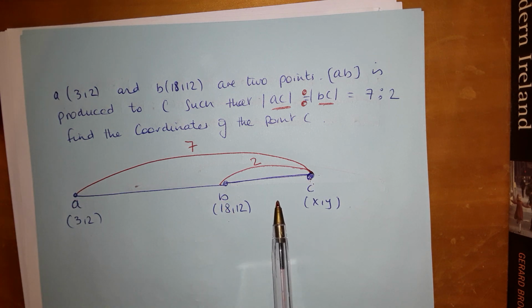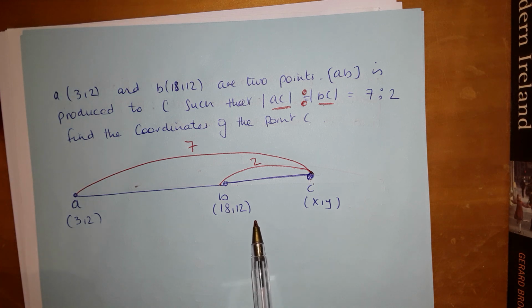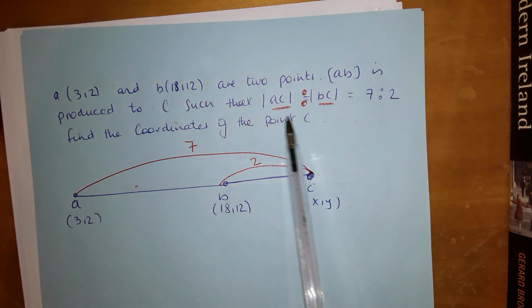So there you would use your external division formula, which is what? We have b x1 minus a x2 all over b minus a, and so on. So that's the formula that you'd use there. I'm not going to do that one out now.